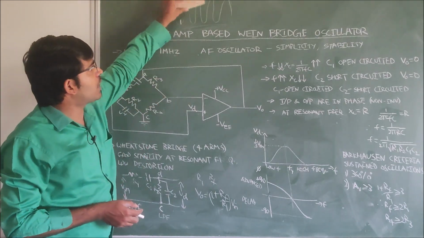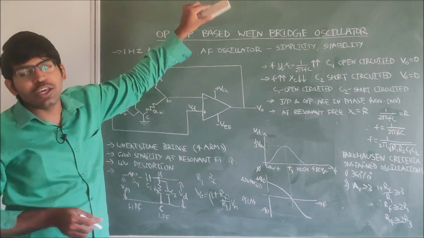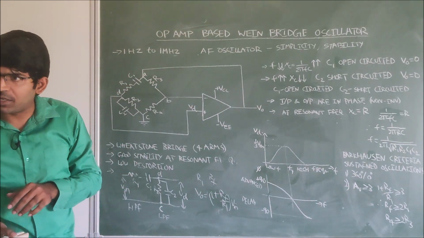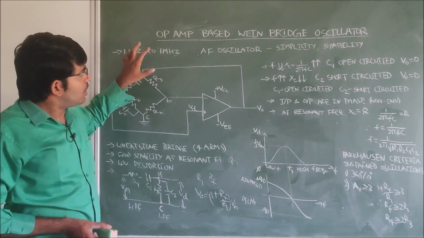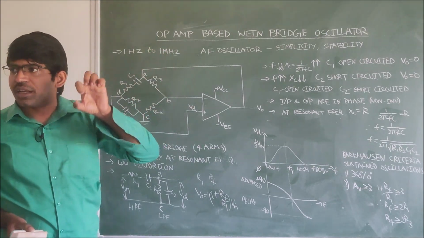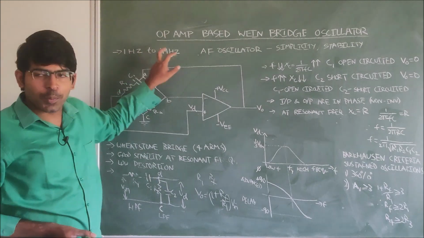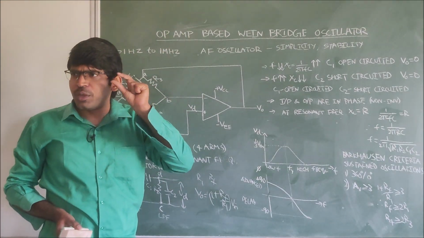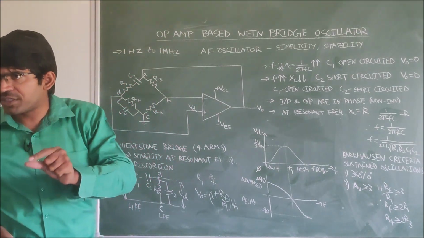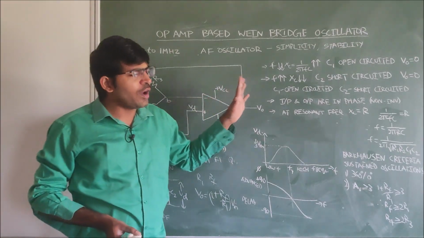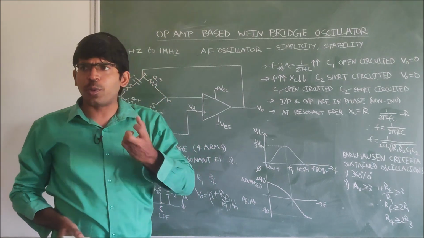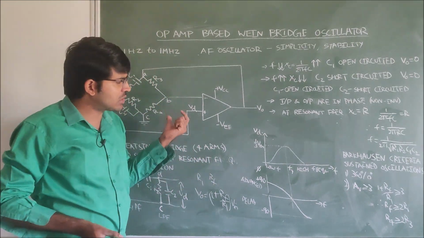Now we are discussing an audio range frequency oscillator. We can use this oscillator in the range of 1 Hz to 1 MHz, but it is very much suitable in the audio frequency range from 20 Hz to 20 kHz. Why did this oscillator become so popular? Because of its simple construction.